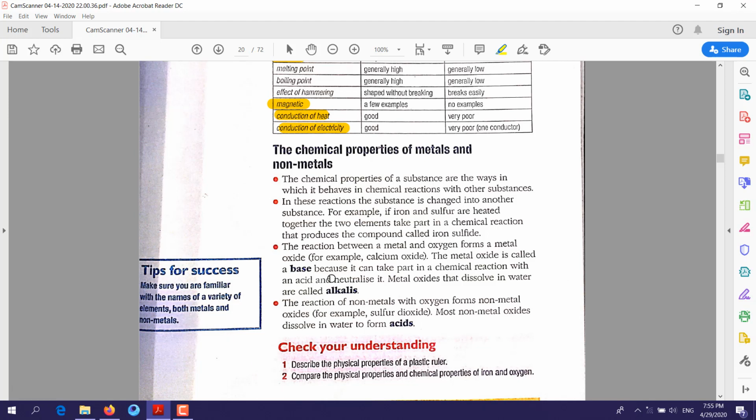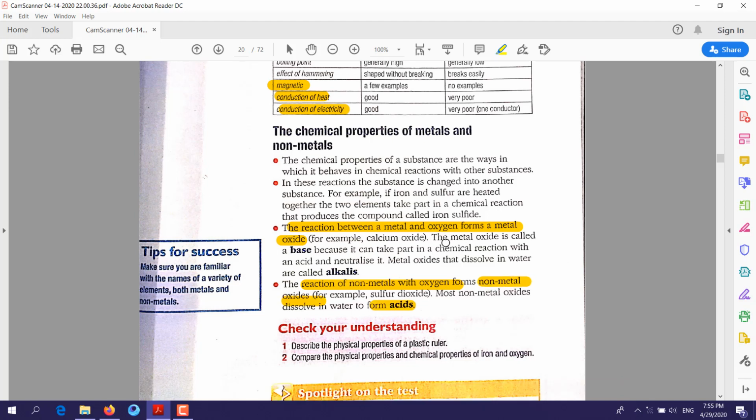Example of reactions: here the reaction between metal and oxygen forms a metal oxide. But when you have a reaction of a non-metal with oxygen, at the same time it will form a non-metal oxide, which we call a base.